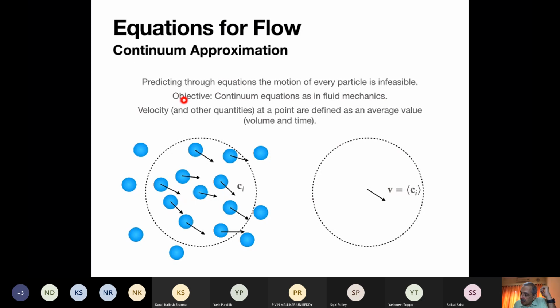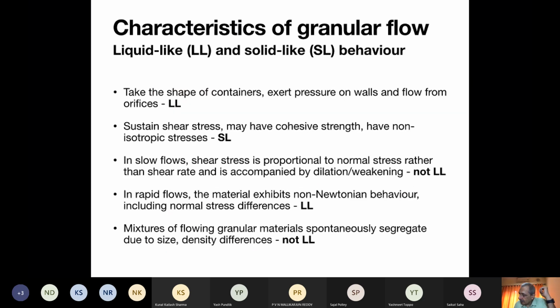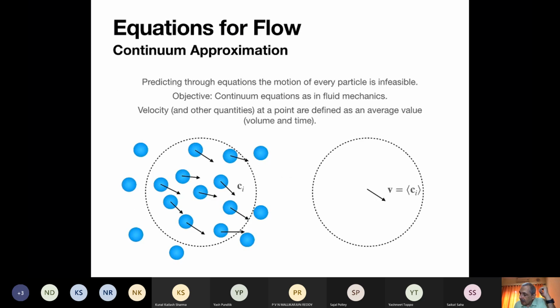So this is the objective that we have: we have this type of complex behavior, and can we write down simple equations like the fluid mechanics equations to describe this type of flow?